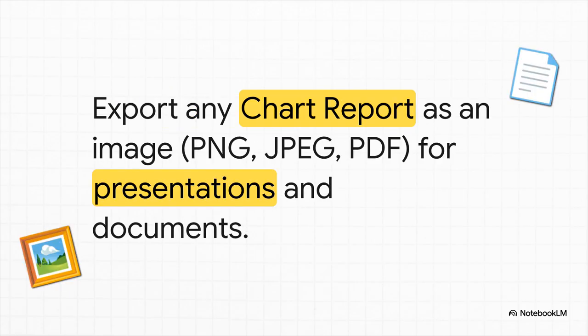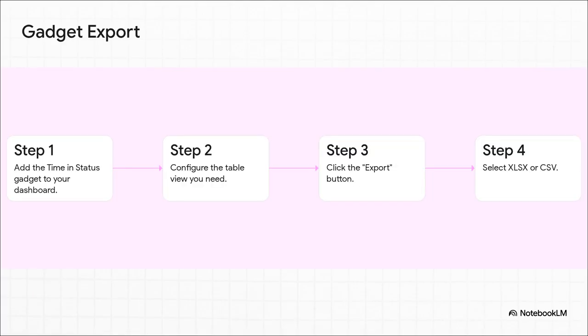And hey, it's not just about the raw numbers. If you've built a beautiful chart inside Time and Status, you can export it directly as an image. It's perfect for dropping right into a PowerPoint slide or your weekly status report. You can even do this without ever leaving your main Jira dashboard. Just add the Time and Status gadget, set up the view you want, and the export button is right there. It's all about getting the data you need with zero hassle.